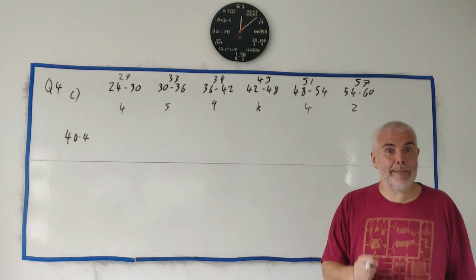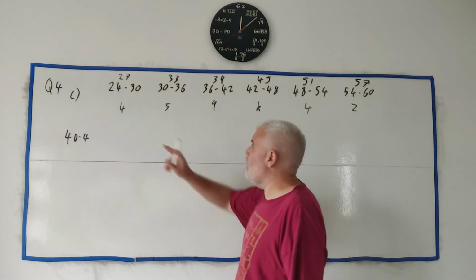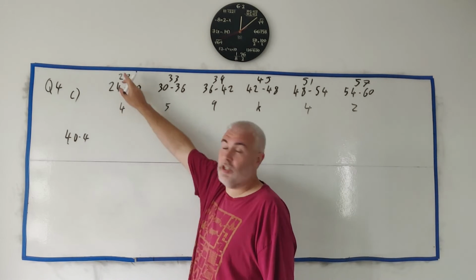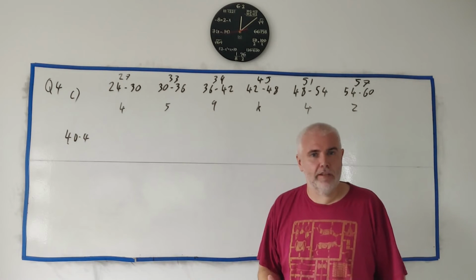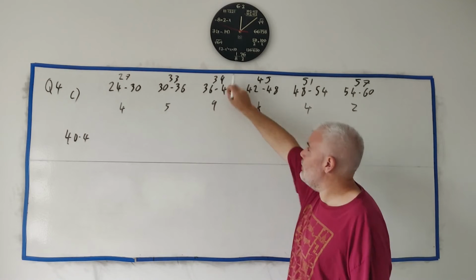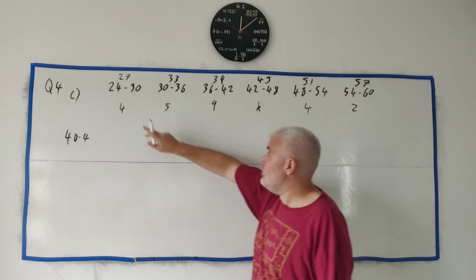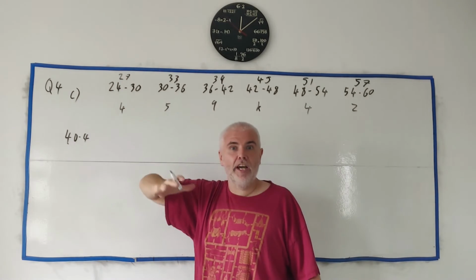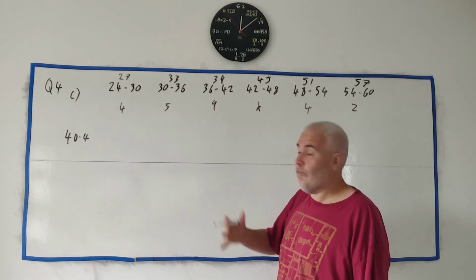So how do we find the mean? What we have now is 4 people that are 27 years old. That's what we're going to think of. We have 5 people that are 33 years old. We have 9 people that are 39. So let's add all these people up and divide by the total number of people.